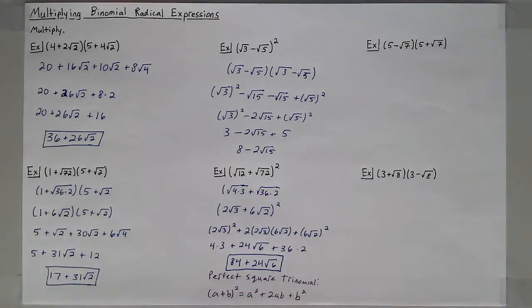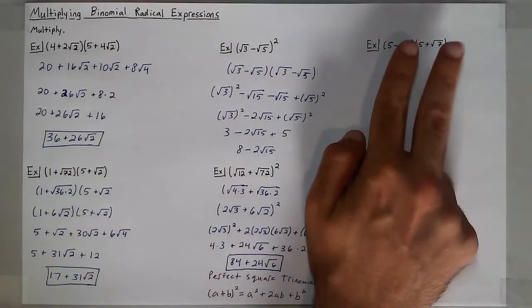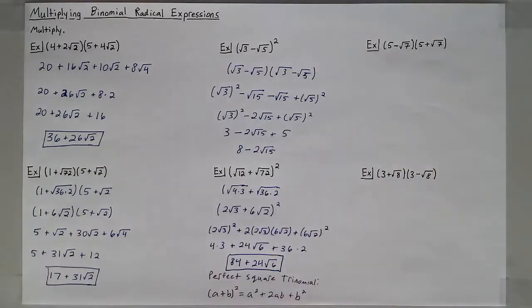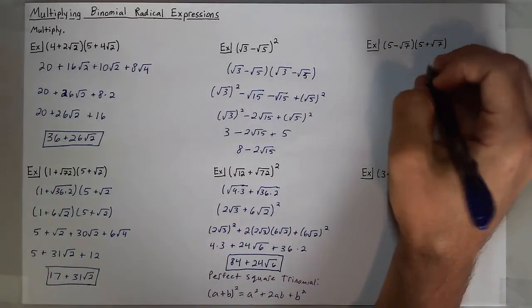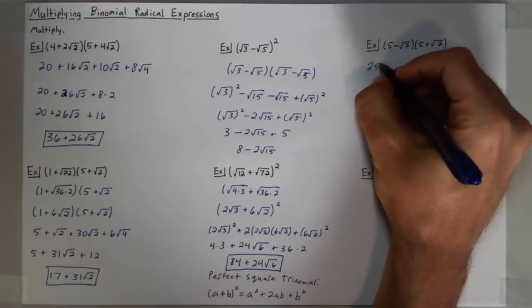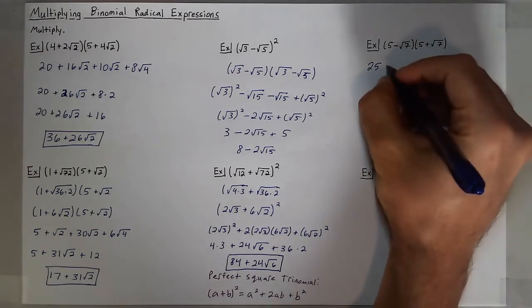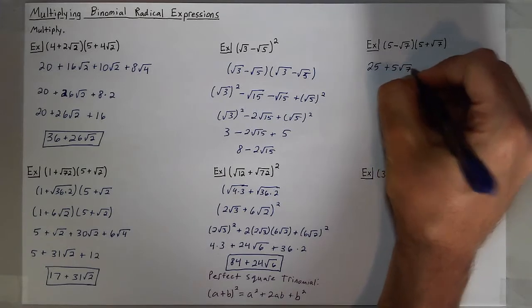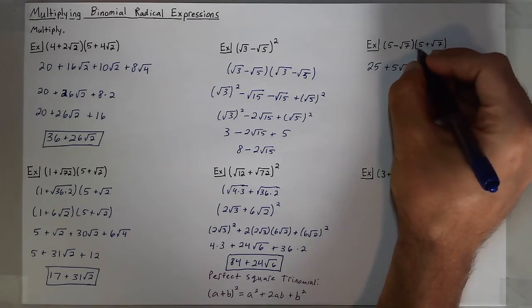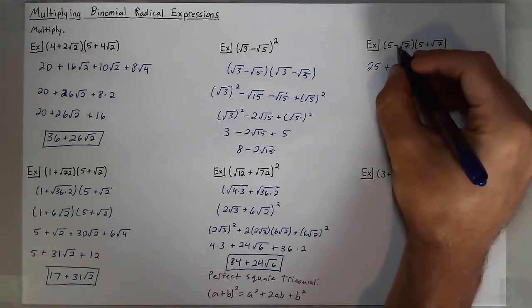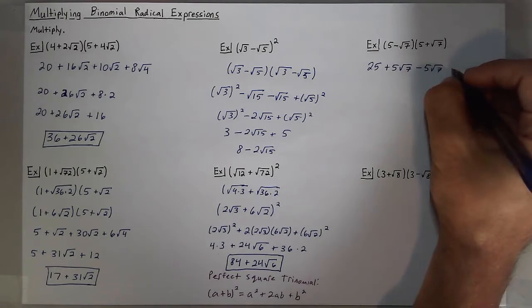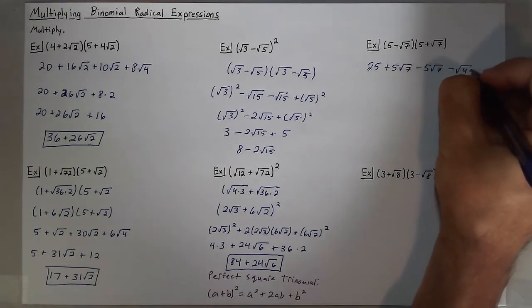Now next up, we have two binomials that look very similar, but the sign in between has changed. These are conjugates. And something special happens when you multiply them out. So let's go through the process. So 5 times 5, which will be 25. 5 times positive square roots of 7 is 5 square roots of 7. And negative square roots of 7 times 5 is negative 5 square roots of 7. And then negative square root of 7 times the square root of 7 is negative square root of 49.